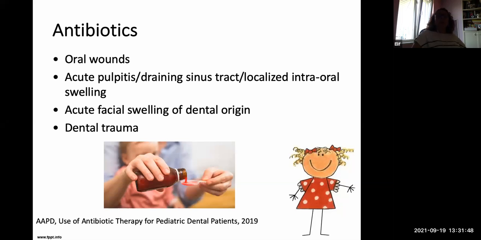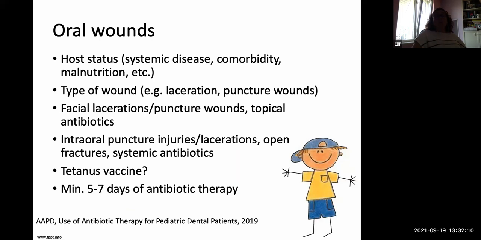We prescribe antibiotics in oral wounds, in acute pulpitis, draining sinus tract, or localized intraoral swelling patients. We also prescribe when we face acute facial swelling of dental origin or dental trauma patients in some cases. In oral wounds, things to be considered are, firstly, host status is important because there may be systemic diseases, comorbidities, or malnutrition. And the type of wound is also important.